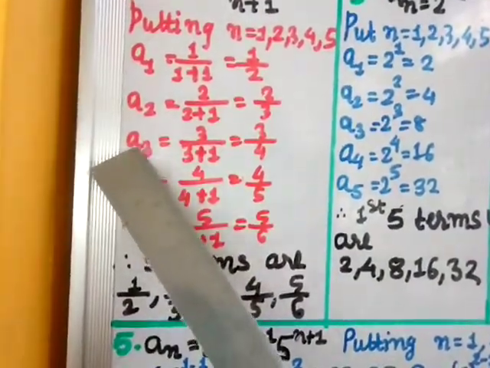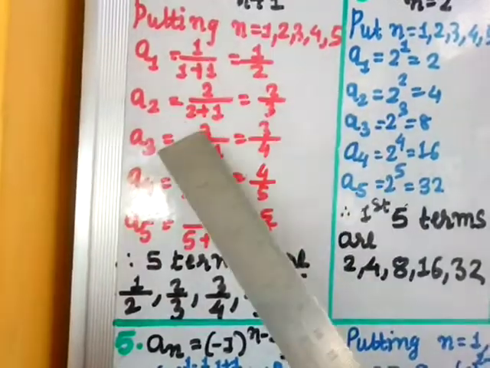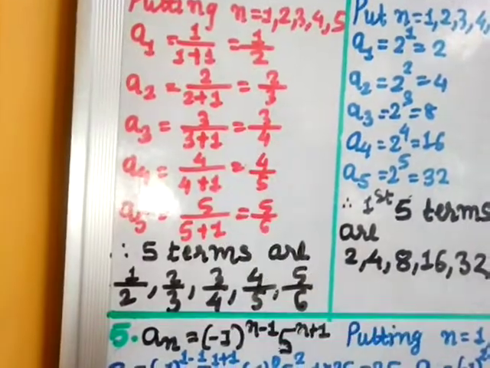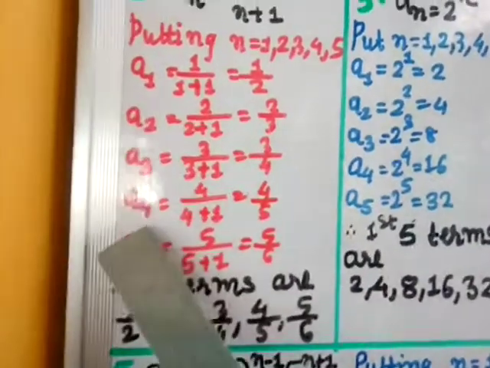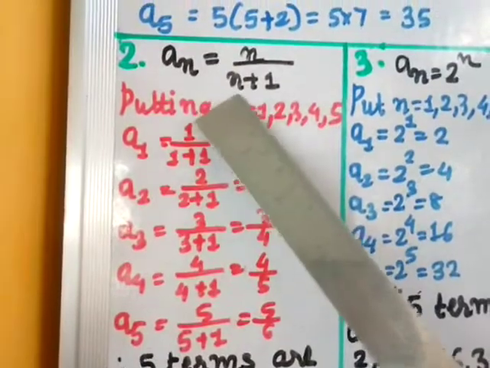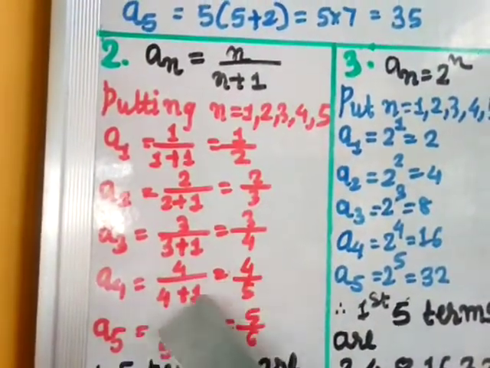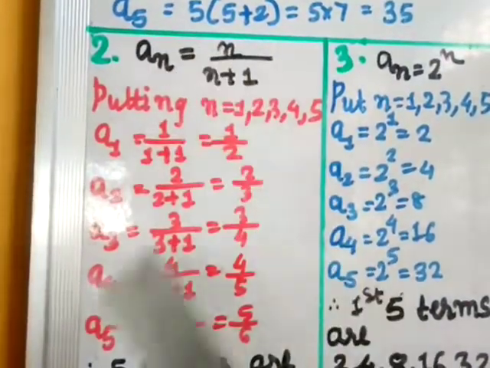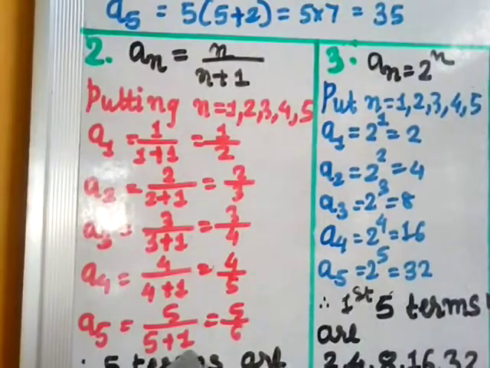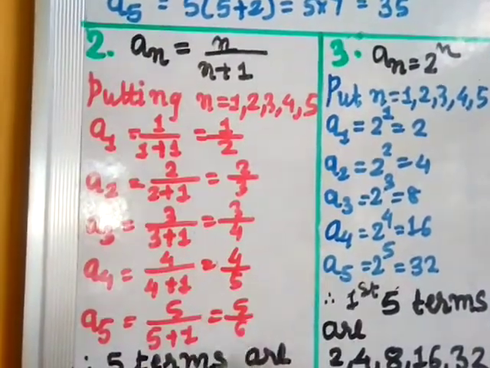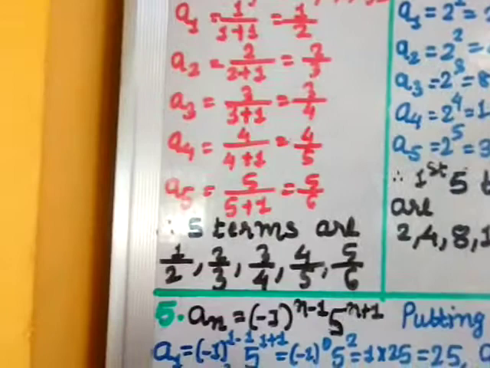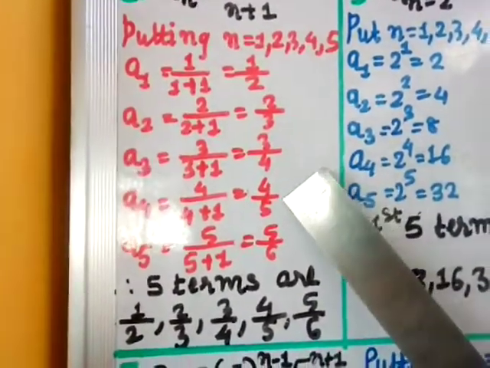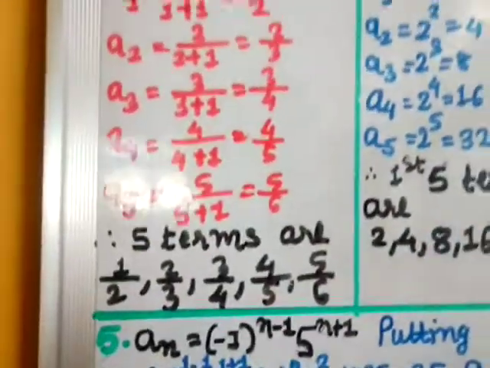Then n equal to 3. So a3 equals 3 divided by (3 plus 1), that is 3 divided by 4. Then put n equal to 4. So a4 equals 4 divided by (4 plus 1), so 4 as it is and 4 plus 1 is 5. Now put n equal to 5. So a5 equals 5 divided by (5 plus 1), that is 5 divided by 6. Therefore, the first 5 terms are 1 by 2, 2 by 3, 3 by 4, 4 by 5, 5 by 6. These are written here.